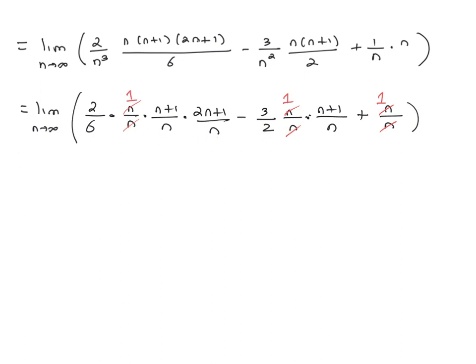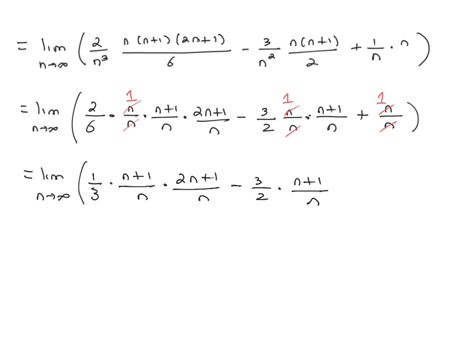So let's rewrite this limit. This is the limit as n approaches infinity of 2 over 6, that's a third. I'll just put 1/3 times n plus 1 over n times 2n plus 1 over n minus 3 halves times n plus 1 over n, and then plus 1. I'll note that as n goes to infinity, this goes to 1, this goes to 2, and this goes to 1. And that's because we're looking at the ratio of the coefficients of the highest powered n terms.